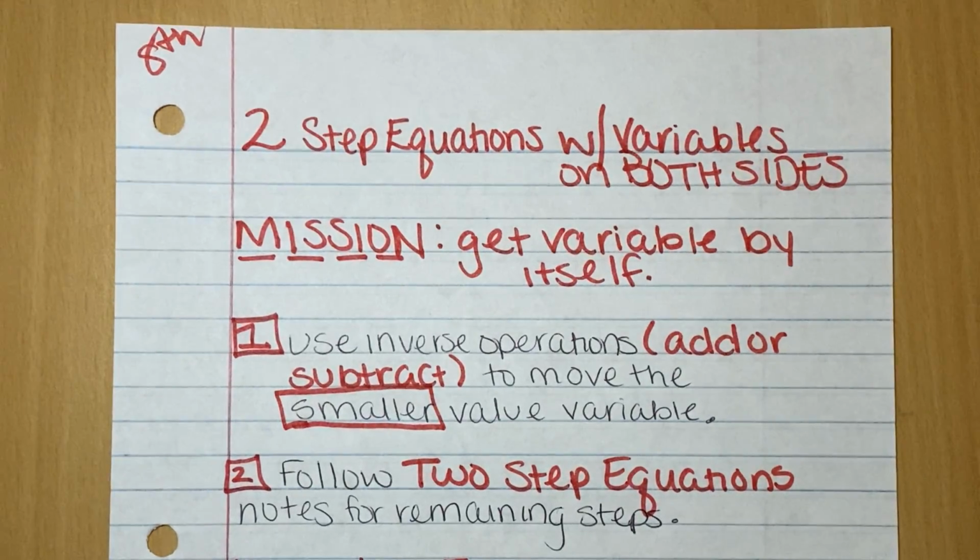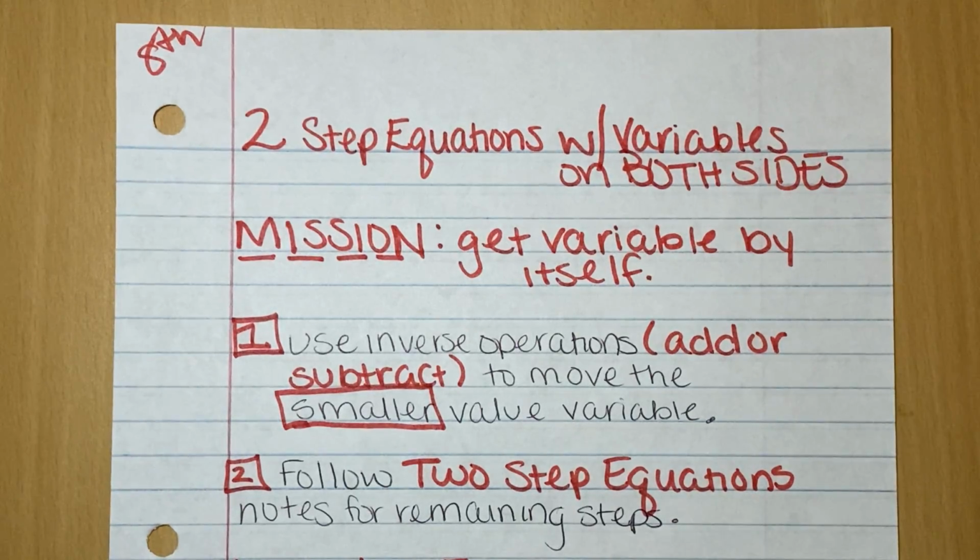Hey kiddos, today we are going to talk about two-step equations with variables on both sides of the equal sign, okay? The mission is still to get the variable by itself. So we are going to use inverse operations. We're either going to add or subtract to move the smaller value variable. And then we are going to follow the two-step equation notes for the remaining steps.